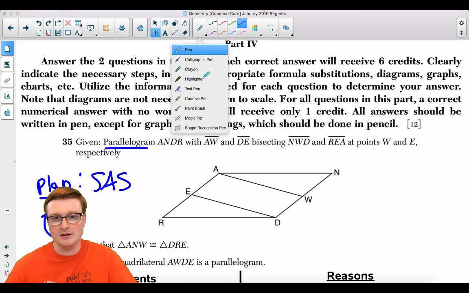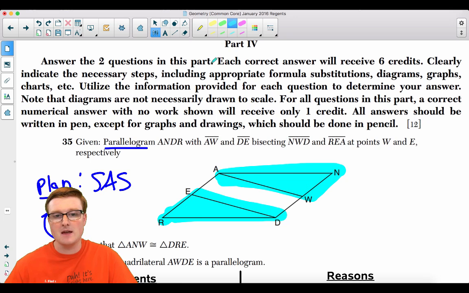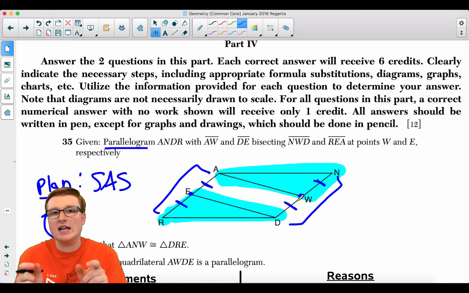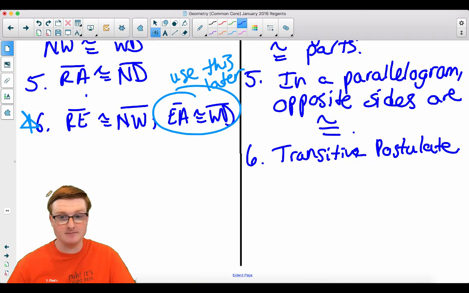Let me just redraw that in. These triangles are congruent. So if RA is congruent to ND, and E is the midpoint, therefore RE is congruent to EA and NW is congruent to WD. If RA is congruent to ND, and E is the midpoint of this, and W is the midpoint of this, that means that E and W produce segments that are the exact same length. So therefore, RE could be proven congruent to NW by the transitive postulate.